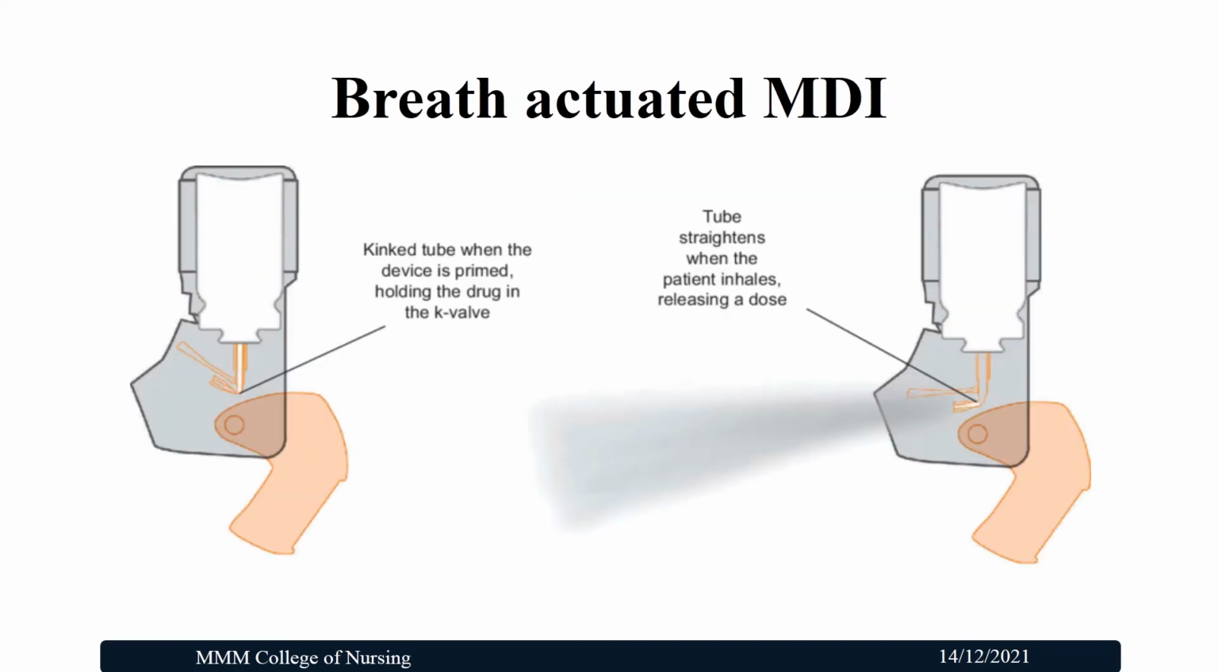Now we can see how the breath activated metered dose inhaler works. Here it is designed in such a way that when we open the mouthpiece, the priming of the tubing takes place. And once the patient starts inhaling the medicine, the tubing becomes straightened and it delivers the appropriate dosage of medication to the patient.